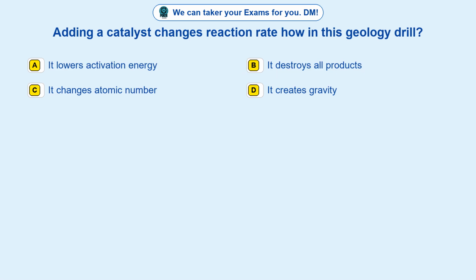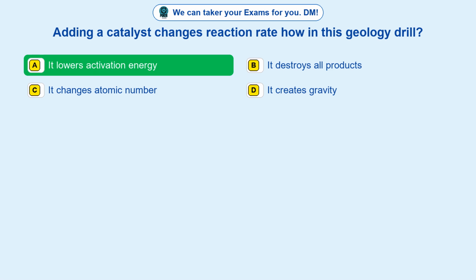Question 37. Adding a catalyst changes reaction rate how in this geology drill? Option A. It lowers activation energy. Option B. It destroys all products. Option C. It changes atomic number. Option D. It creates gravity. The correct answer is option A.